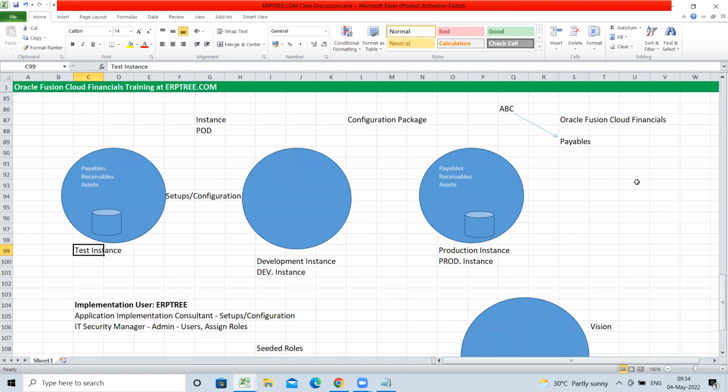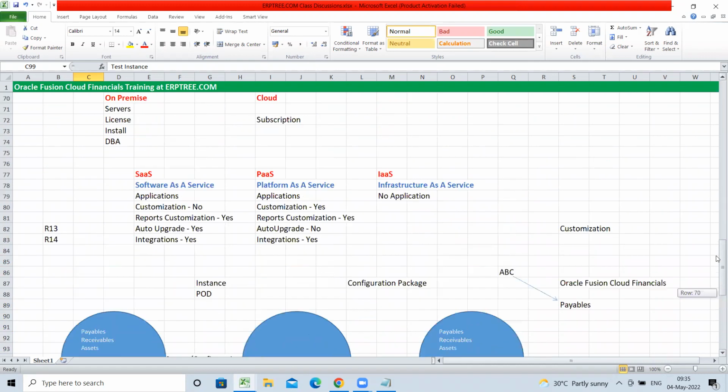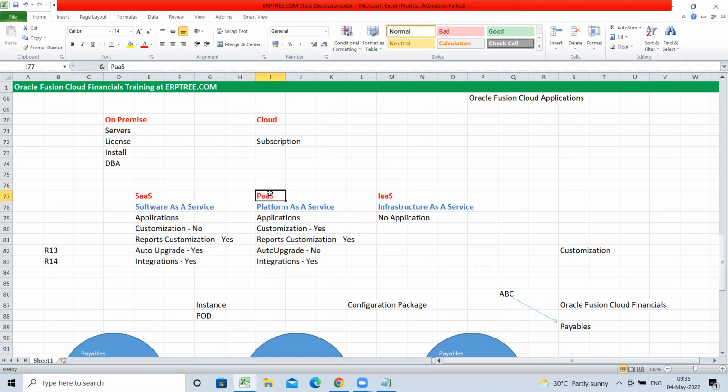Either to Oracle DBAs, or if you have your own DBAs on premises, is there a chance? No chance. Even with PaaS, we cannot have our own DBA. It can be SaaS or PaaS, no chance. So you need to get in touch with Oracle. Yes, PaaS will allow you to do the customizations, but the DBAs are always from the Oracle side, the cloud DBAs.